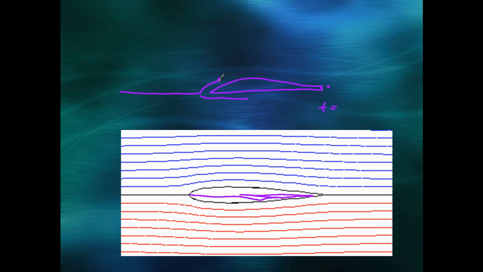So particle of air here, particle of air here. This one has to travel faster because it has a greater distance to cover in the same amount of time. So since it's going faster, we have low pressure up here, high pressure down here. Therefore, we create an upward force, which we call lift, and that's how wings work. The wings of your airplane.